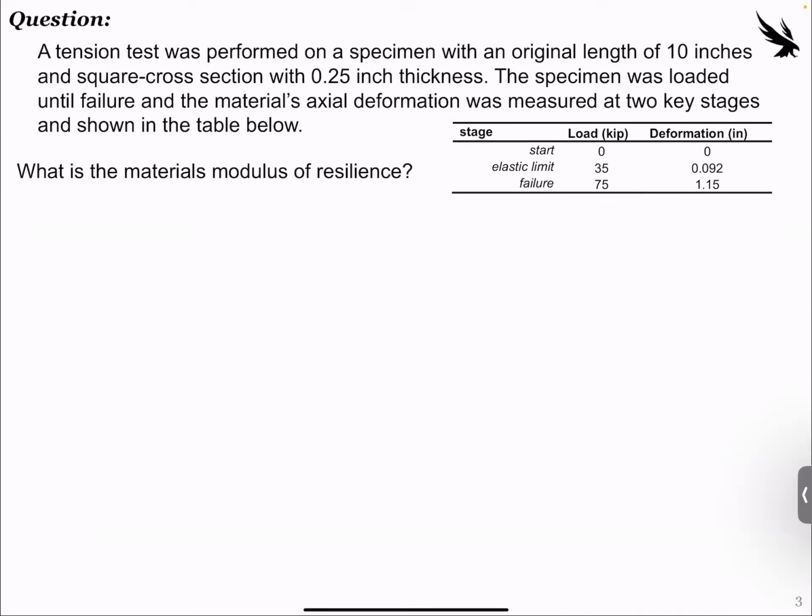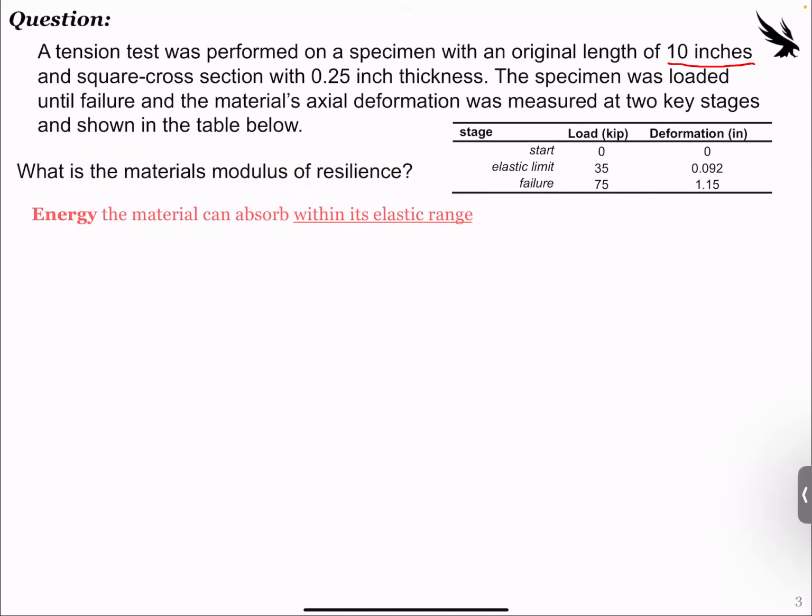Also, with the deformation being in inches, and a kind of a hint here that we are given an original length of 10 inches, we're going to have to calculate the resulting strain as well. So strain is a normalized deformation over the original length. So it's the deformation divided by the original length of the object.